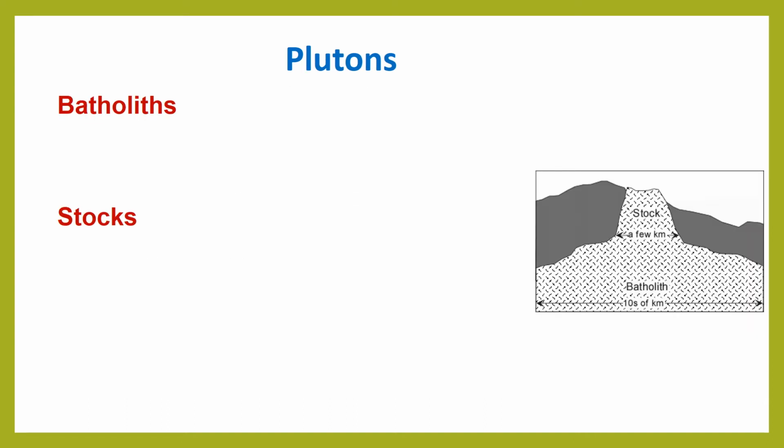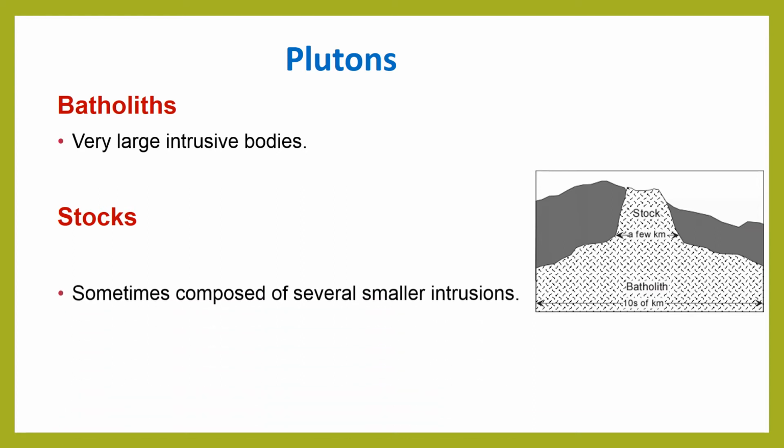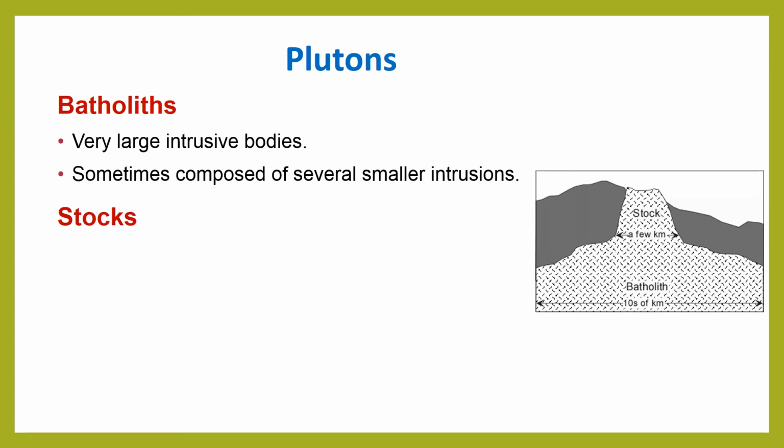Other types of plutons are batholiths and stocks. Batholiths are very large intrusive bodies. You see them at the bottom here in the figure. They can even range over tens of kilometers, and sometimes they are composed of several smaller intrusions. So smaller intrusions can collect together and form a bigger batholith.